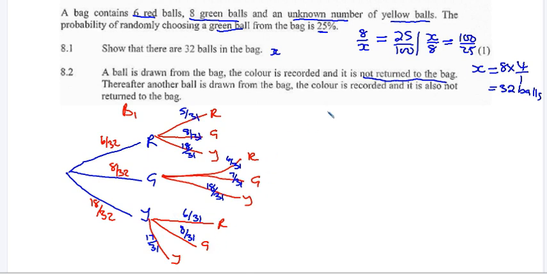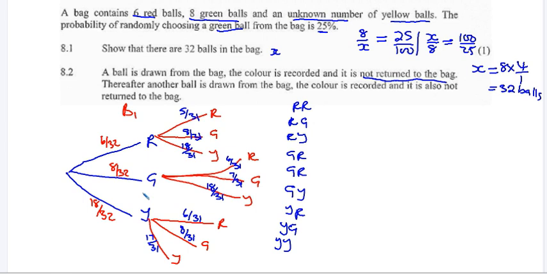Now, our total possible outcomes: you are likely to get a red and a red, red and green, red and yellow, and then green and red, and then green and green, and then green and yellow, and then yellow and red, and then yellow and green, and then yellow and yellow.